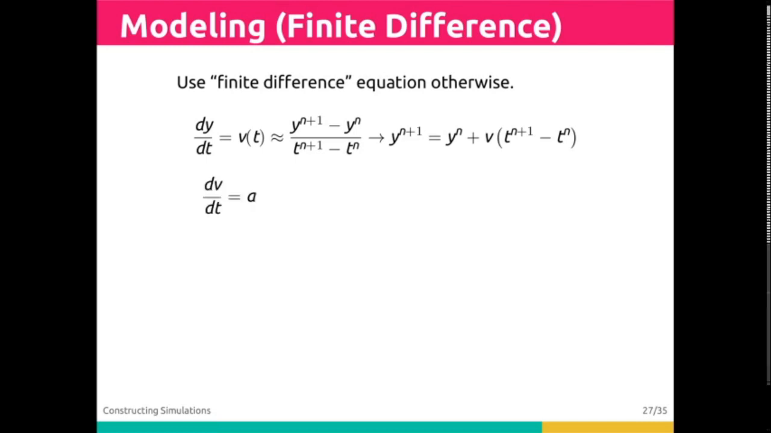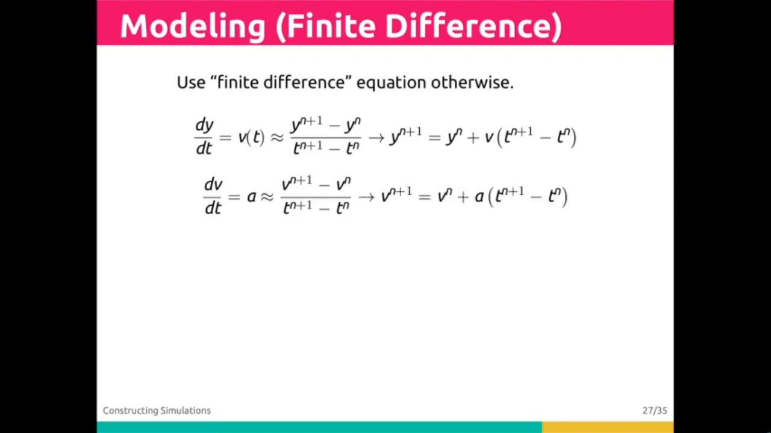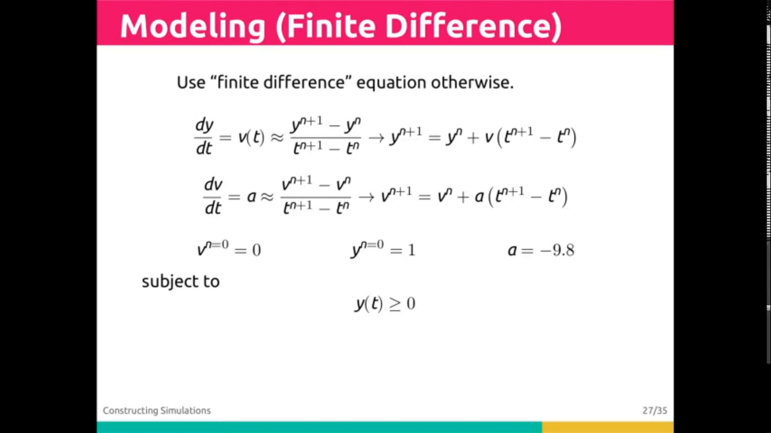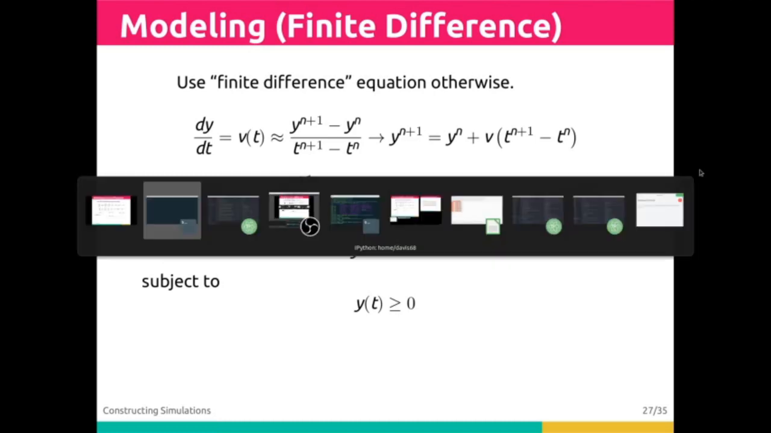I can do the same thing for my change in velocity with respect to time. That gives us a constant value a. We know that, so we can enforce that same kind of relationship. And then I can put in all these particular constraints for n equals 0. So our starting velocity is 0. Our starting position is 1. We know the acceleration due to gravity. We have the same constraint. And I can build this into a finite difference simulation.